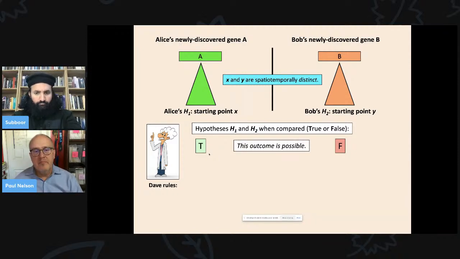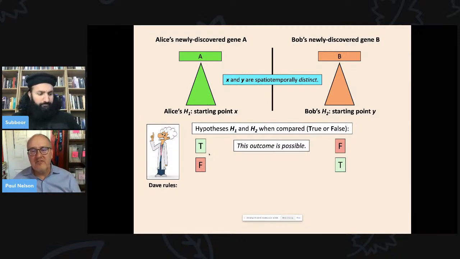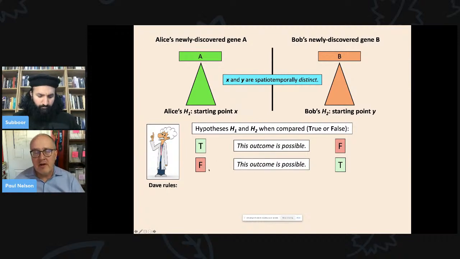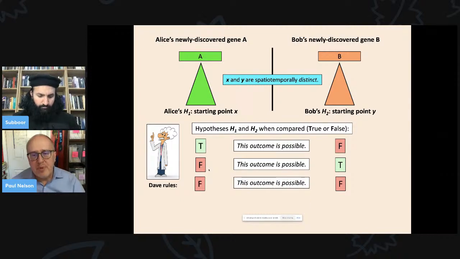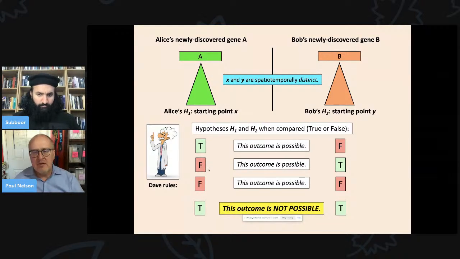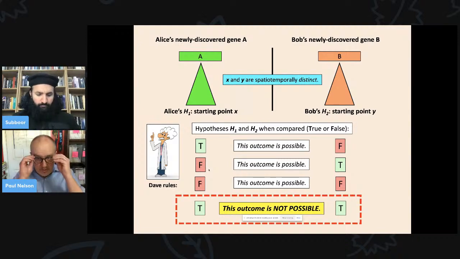That outcome is possible, says Dave. Or reverse it. Let's say Alice's hypothesis is false, but Dave's is true. Given the degree of similarity between these two genes, they must share a common ancestral template. So if Dave's got the right story, then Alice's is false. That outcome is also possible. Or they could both be wrong, right? Both of their hypotheses are false. There's some third hypothesis that is actually the correct one. They're both false. But this is what cannot happen. They can't both be true. This outcome is not possible.